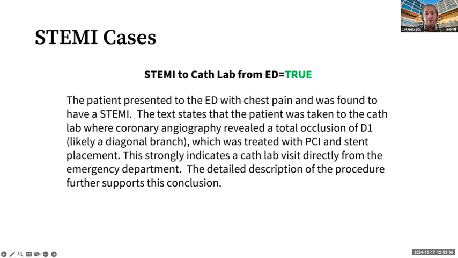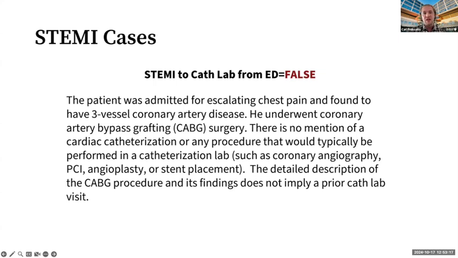This is one that was presented in, and it was able to actually tell the occlusion of what branch was stented. Here's another one that was out of the data set that actually had a STEMI, but ended up having 3-vessel coronary disease, so needed a CABG. So somebody that sort of through our filtering entered into our data set, but then using an LLM, we were able to validate that they actually shouldn't have been included because they didn't go to the cath lab, they had a CABG.